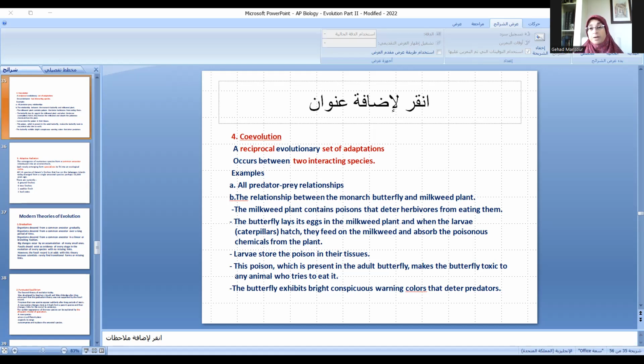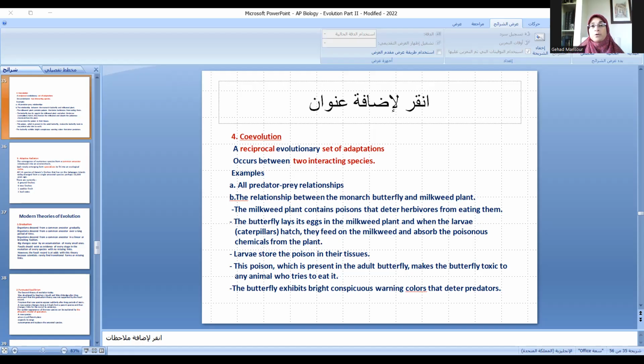So the milkweed plant is beneficial to the monarch butterfly because the eggs of the monarch butterfly are laid there, and the larvae and the insect feed on the sap of the plant and absorb the poisonous substances. And meanwhile, the butterfly, being brightly colored, will deter the predators. So there is a mutual exchange of benefits between the two.